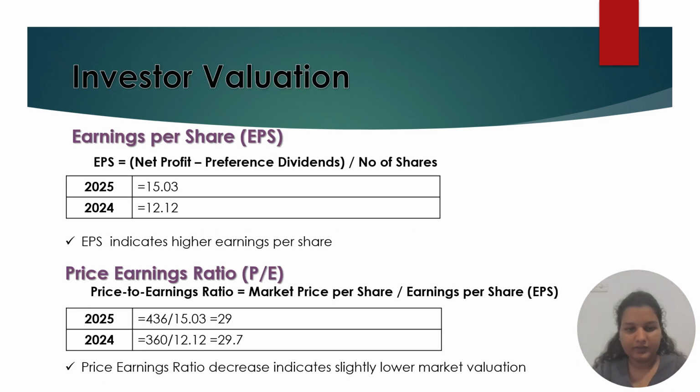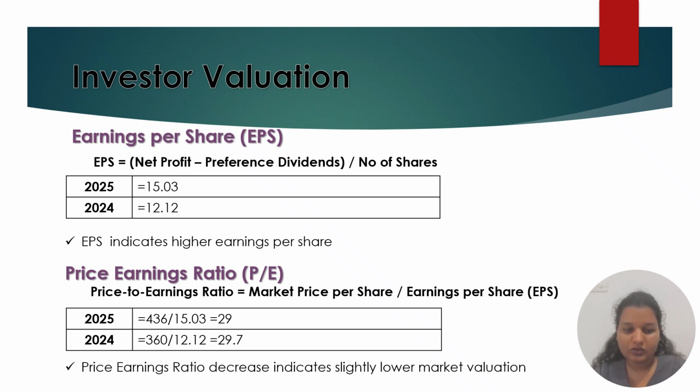The next one is investor valuation. Under investor valuation, the first ratio is earnings per share. Earnings per share is calculated as net profit minus preferred dividends divided by number of shares. 2025 earnings per share is 15.03. 2024 earnings per share is 12.12. Earnings per share indicates higher earnings per share compared to the previous year.